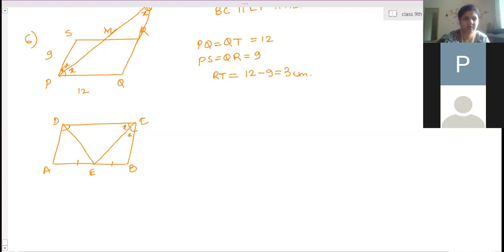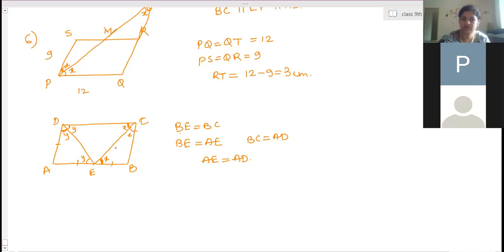Same way, just as we have proved here, this angle is equal to this angle. This is x. That means EB is equal to BC. BE is equal to BC, and BE is equal to AE also, and BC is equal to AD. So therefore, AE is equal to AD. AE and AD are equal, so this and this two sides are equal. So therefore, this angle y and this angle y are equal. Now this angle is equal to this angle also. So therefore DE bisects angle D.